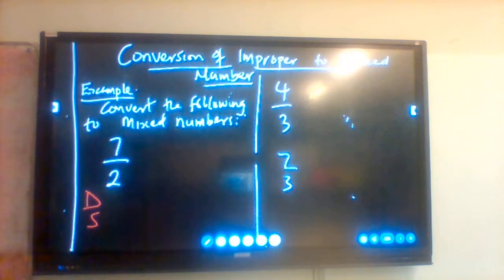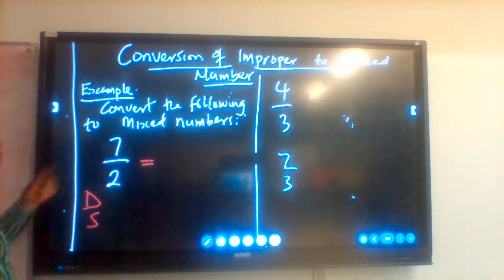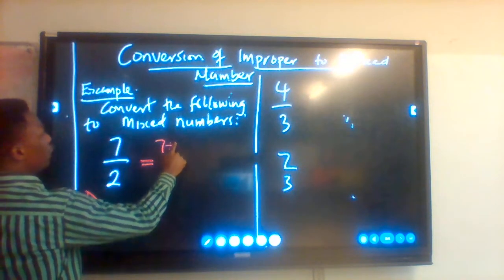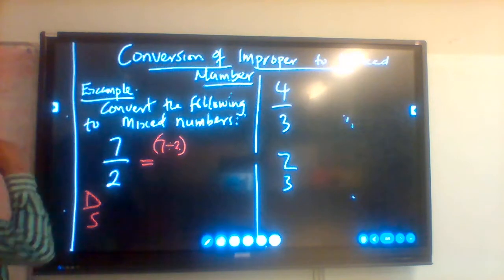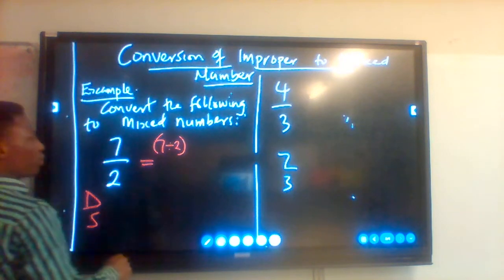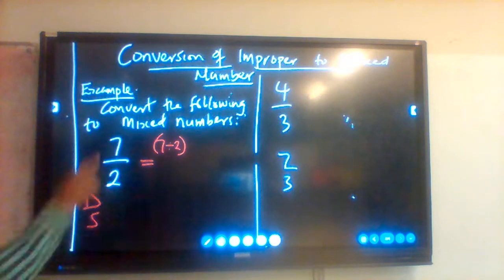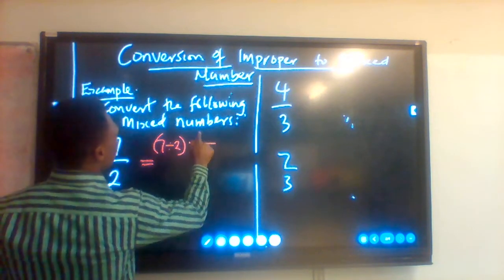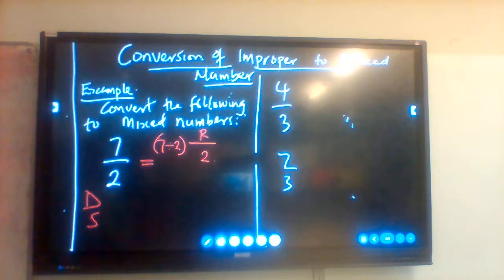Division means how many times the denominator goes into the numerator, because it's big. So for this one, we are going to divide 7 by 2, and then we are going to subtract. The remainder is what we are going to put on top, the remainder over the denominator.